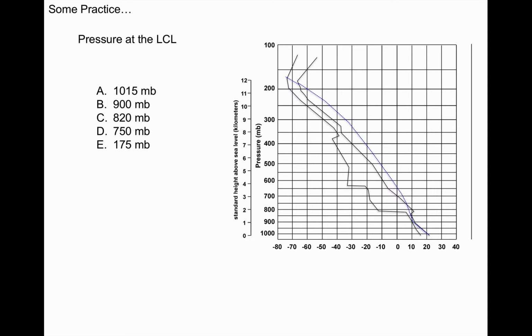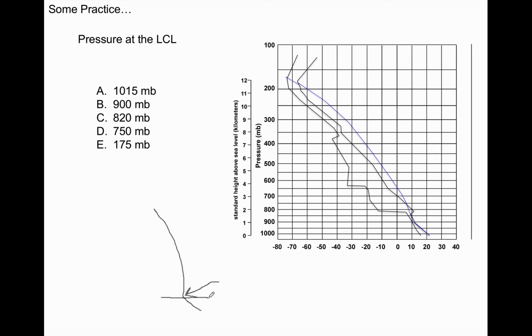Now, LCL, remember, stands for lifting condensation level. It's also synonymous with cloud base. As a hint, remember all parcel lines look like this. And this little kink right in through there is the LCL. Down here, the parcel's cooling at the dry rate. Here, it's cooling at the moist rate, which means cloud base is right there at that level.